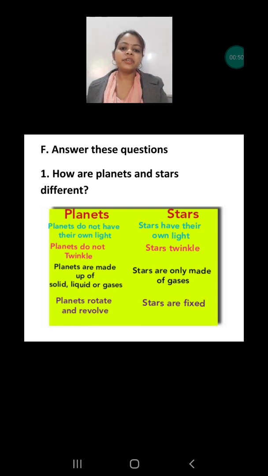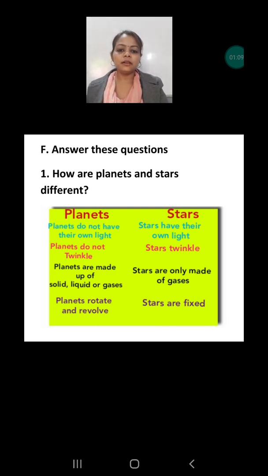The first difference between planets and stars is that planets do not have their own light, whereas stars have their own light, and this is why stars all the time twinkle, but planets do not.